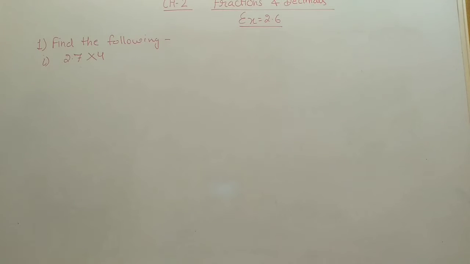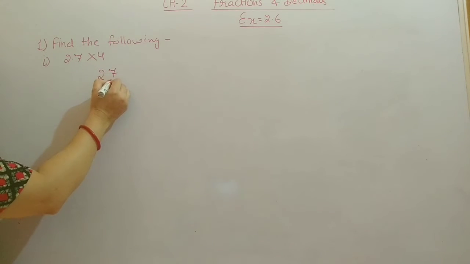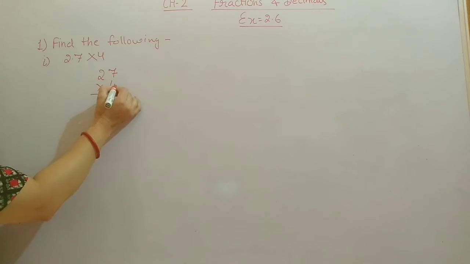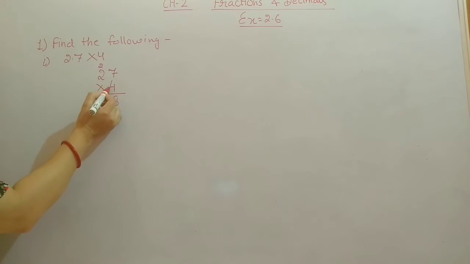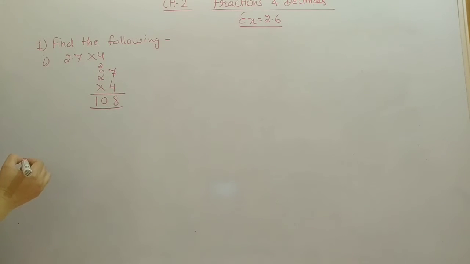So the first question is, find the following: 2.7 into 4. So you have to multiply 2.7 by 4. For multiplication you need to ignore the decimal. First ignore the decimal and do the simple multiplication: 27 into 4. So 4 7s are 28, carry over 2, 4 2s are 8, 8 plus 2 is 10. So here 27 into 4 is coming 108.